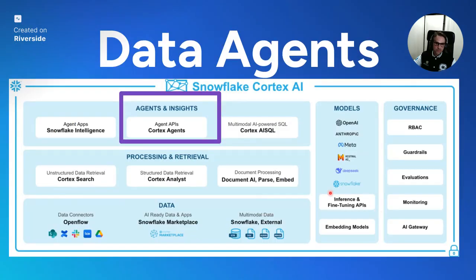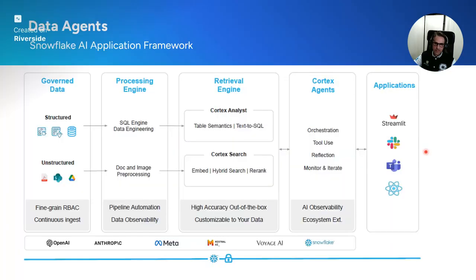The Cortex agent is the feature, not the tool, that is in charge of orchestrating the different tools that Snowflake provides to use structured or unstructured information. Okay, that we can use with our application to ask our questions. We can use Streamlit, Slack, Teams, Node, or Snowflake Intelligence, which is missing here.